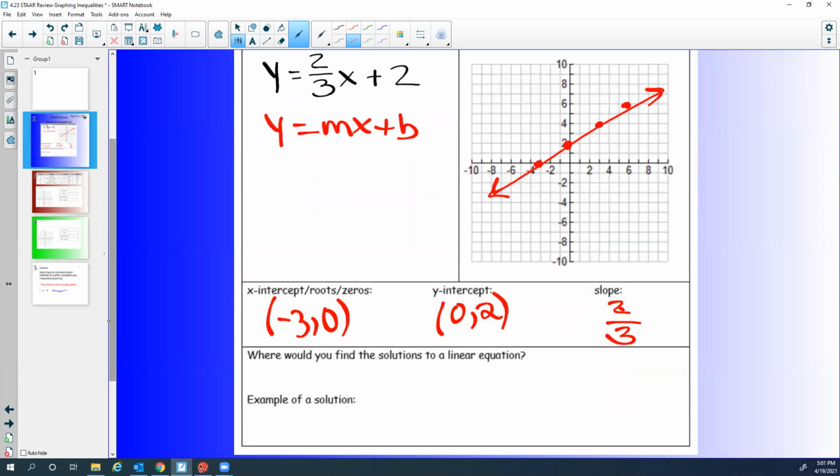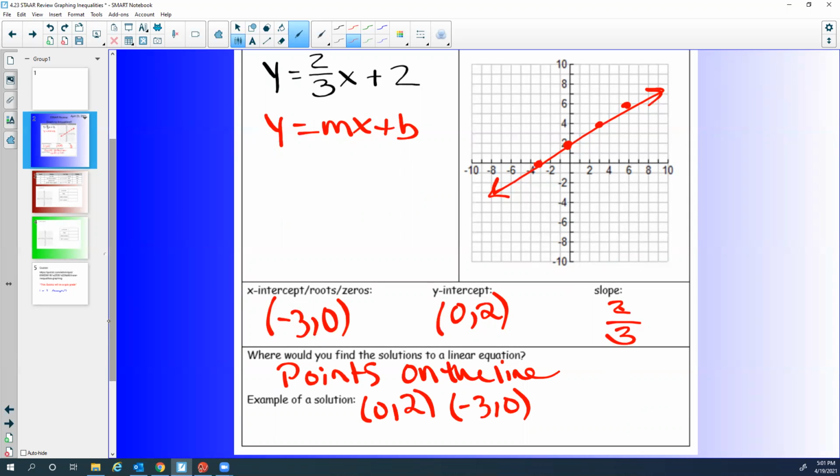Now, where would you find the solution to a linear equation? On your line. It's specifically points on the line. So for instance, (0, 2) would be a solution. (-3, 0) would be one. (6, 6) is one. All these are just some examples.